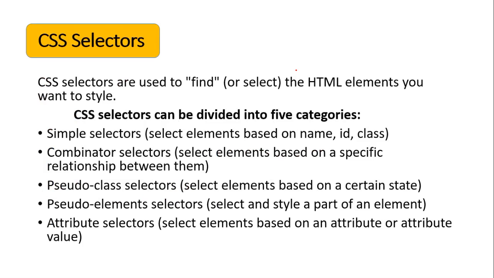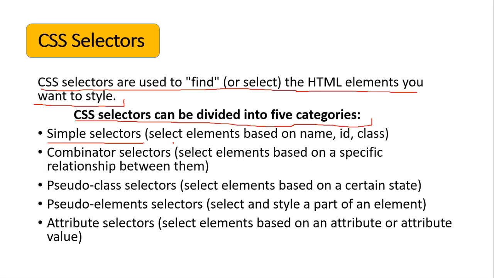All right, now we shall see the different selectors in CSS. CSS selectors are used to find or select the elements you want to style. Within any HTML page or website, there may be many different elements: headings 1 to 6, paragraphs, tables, images, audio, video, and so on. With the help of a selector, you can choose the HTML elements you want to select. These CSS selectors can be divided into 5 different categories.